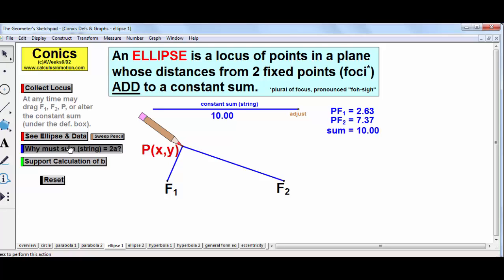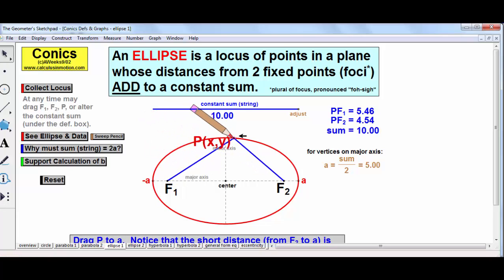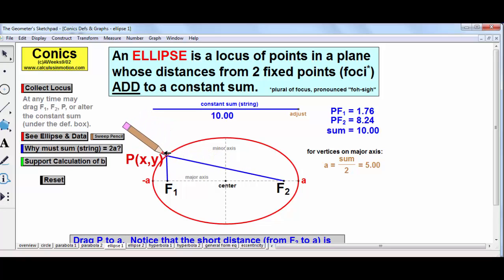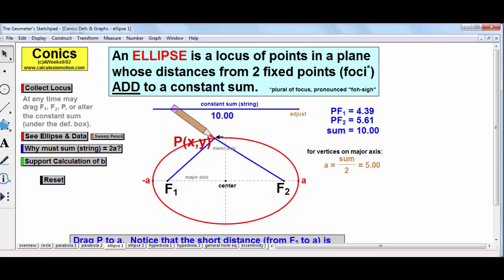a way that we can think about this that might help you to understand it. The first thing you need to understand is that the string that we're dragging around to create the ellipse has a length of 2a, and you can see it visually if we drag the pencil down to here. This gap from the focus point to the vertex is doubled up, which makes up for that gap right there. So the string has a length of 2a.